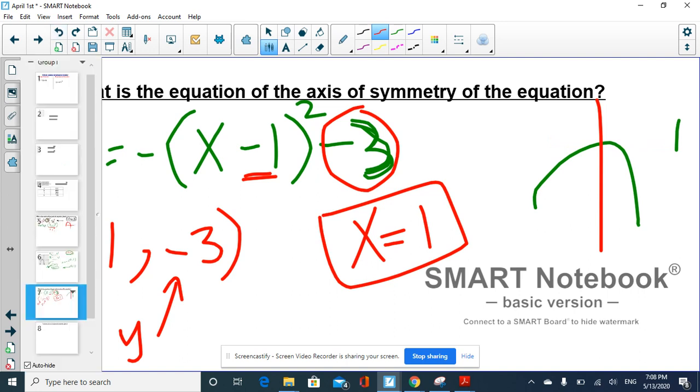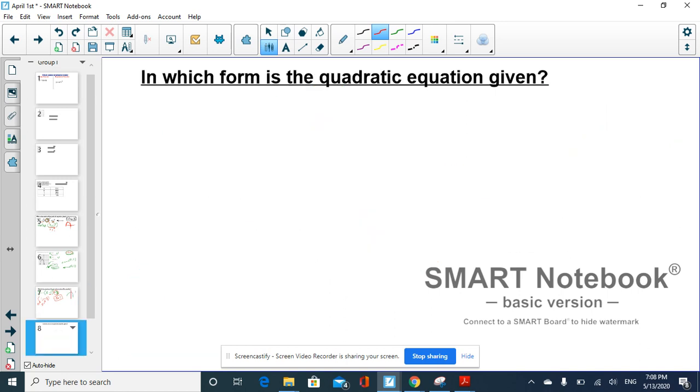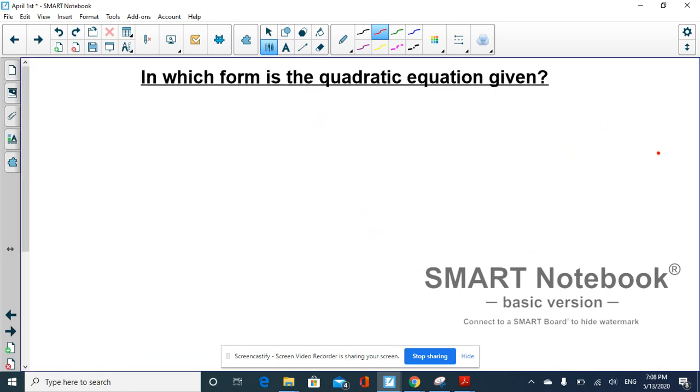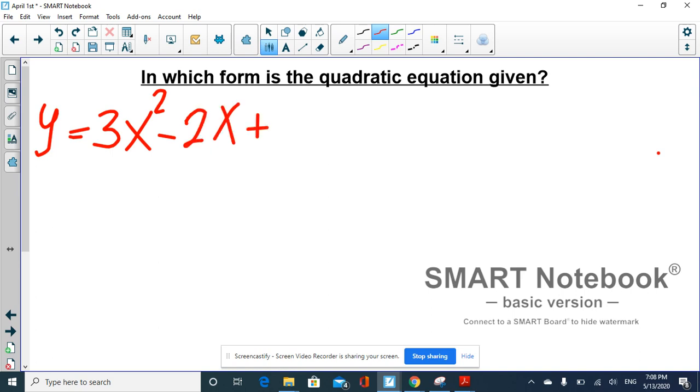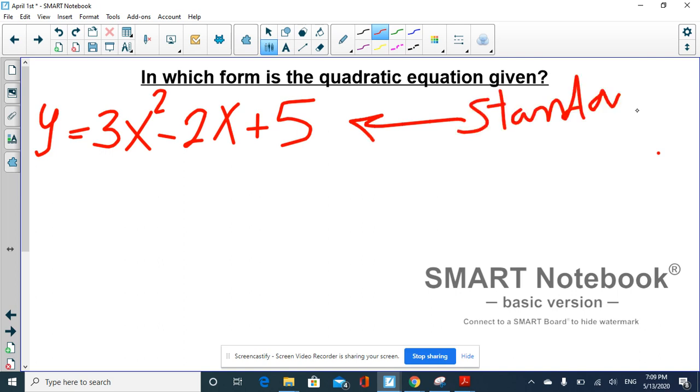Okay, let's see another example. Number 4. In which form is the quadratic equation given? We have 3 forms for a quadratic equation. The first form is, for example, y equals 3x squared minus 2x plus 5, whatever. This equation is in standard form. If it's something x squared, x, the constant, arranged from the largest power to the smaller.